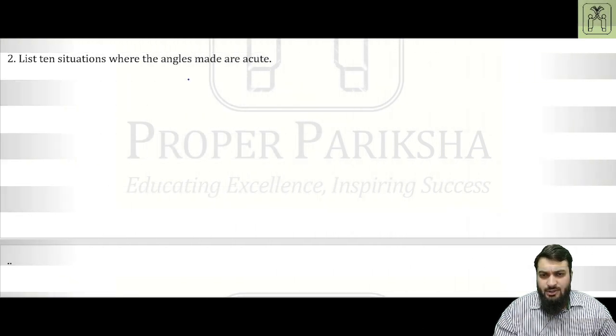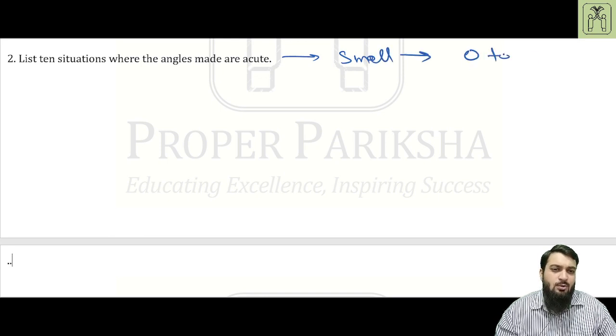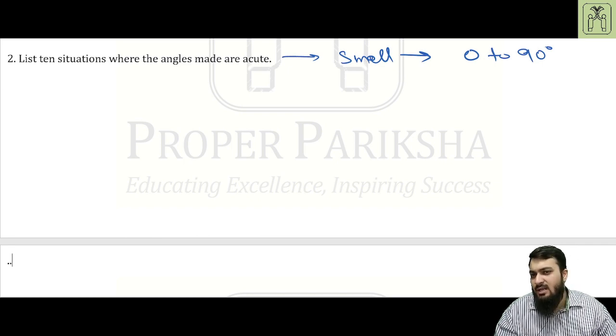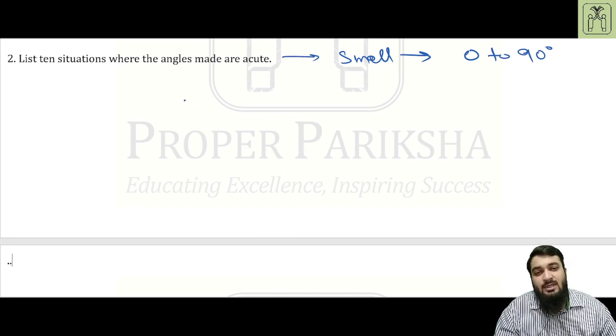List 10 situations where the angles made are acute. What is an acute angle? Something which is small. Which is the smallest classification? 0 to 90 degrees. That is an acute angle. List 10 situations where the angles made are acute. I think that this will be your homework for you to do. I will give you some examples so that you can proceed forward with it.